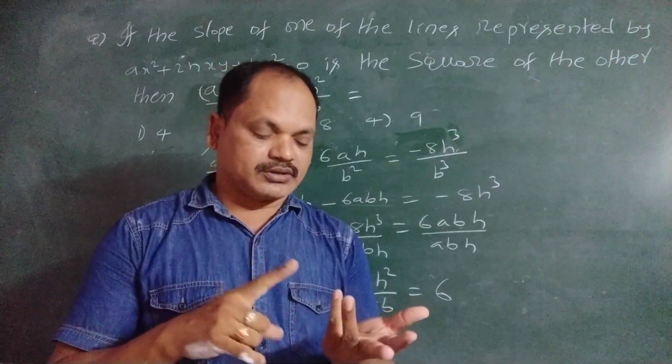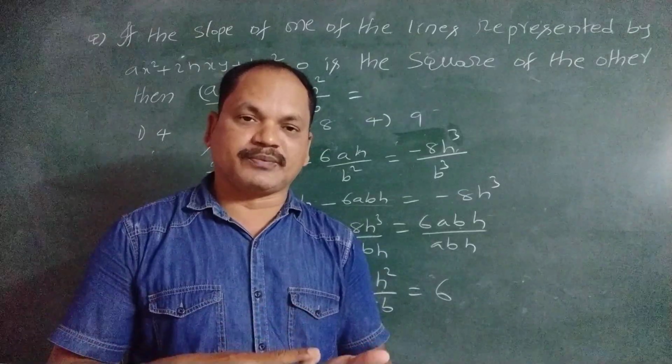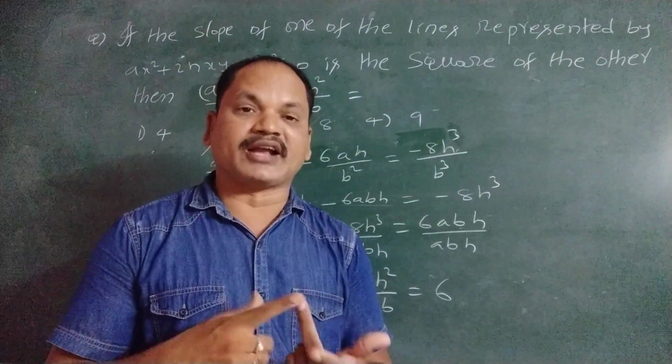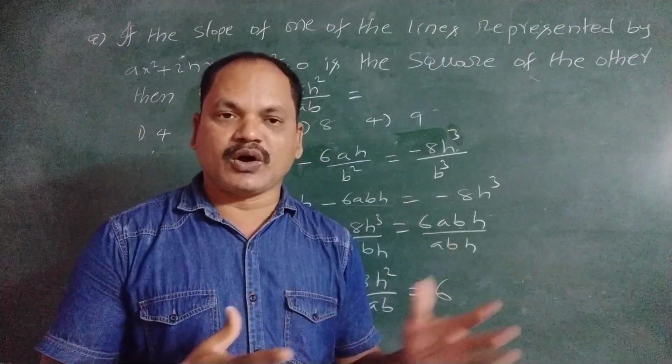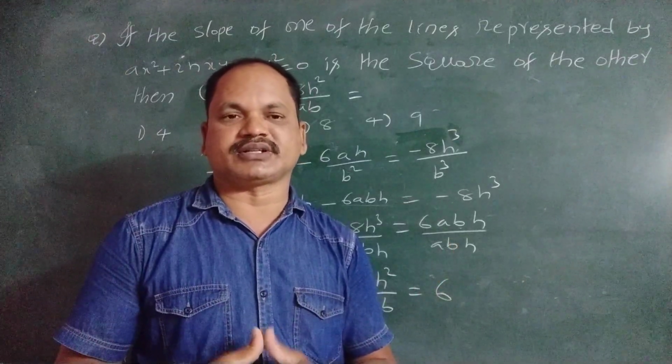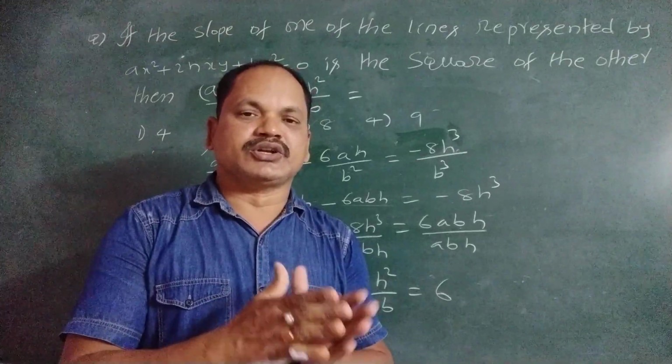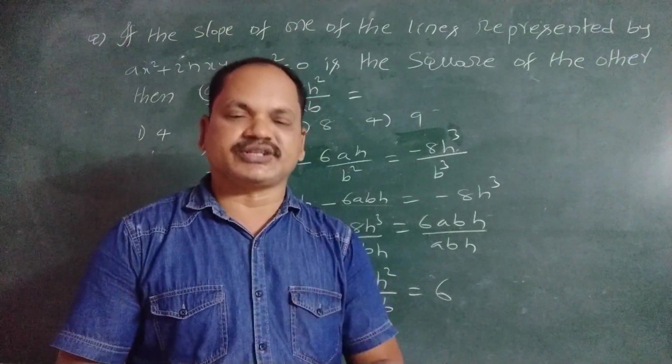Of course, area of triangle, product of perpendiculars and pair of angular bisectors, these are all homogeneous pair of straight lines. After completion of homogeneous pair of straight lines, now we are going to non-homogeneous pair of straight lines.